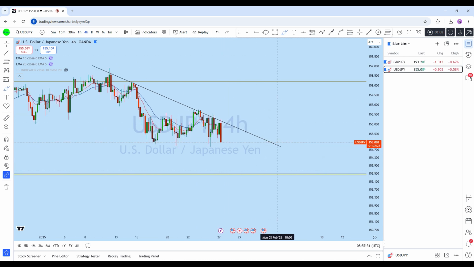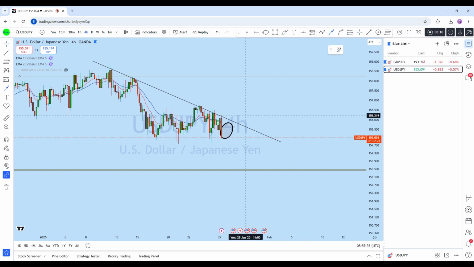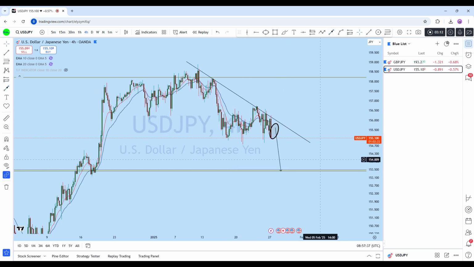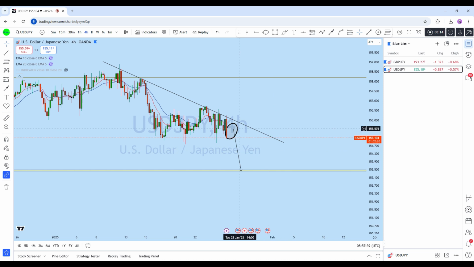So on any pullback on the lower time frame on dollar yen, we may look for a potential selling opportunity in this market to this level or even further downside.